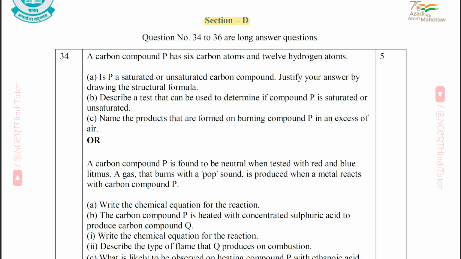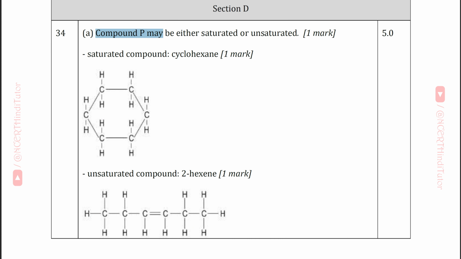Section D. Question number 34 to 36 are long answer questions. 34. A carbon compound P has 6 carbon atoms and 12 hydrogen atoms. A. Is P a saturated or unsaturated carbon compound? Justify your answer by drawing the structural formula. Answer. Compound P may be either saturated or unsaturated. Saturated compound: cyclohexane. Unsaturated compound: 2-hexene. Their structural formulas are given below, you can have a look.